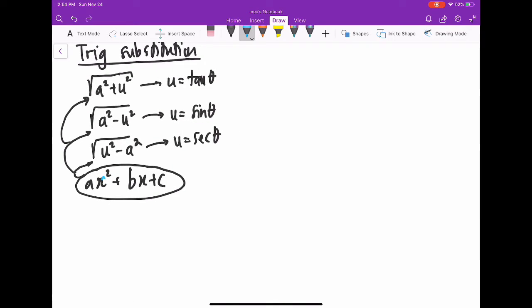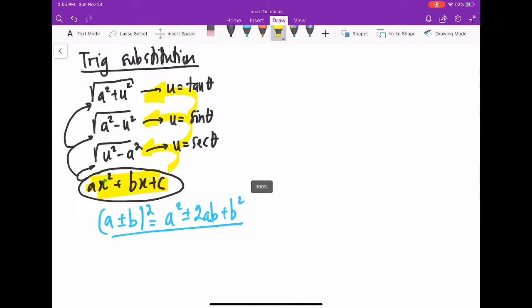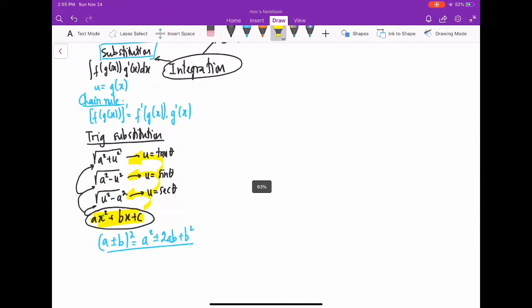I want to remind you one formula for this kind of problem. We have (a plus minus b) squared equal to a squared plus minus 2ab plus b squared. So basically, you need to use this formula to convert the polynomial into one of these forms. We'll consider that in more detail in the second part of this video. Okay, that is about trig substitution.